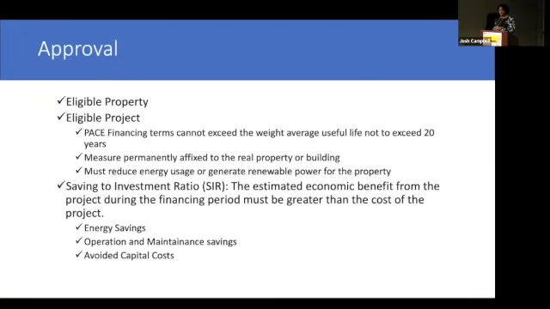So approval, just really quickly going over, we talked about it before, making sure that it's an eligible project, property, that savings to investment ratio, which goes with the energy savings. It could also be operation and maintenance savings, or avoided capital costs. And that could all go towards the savings for a project. Next slide, please.